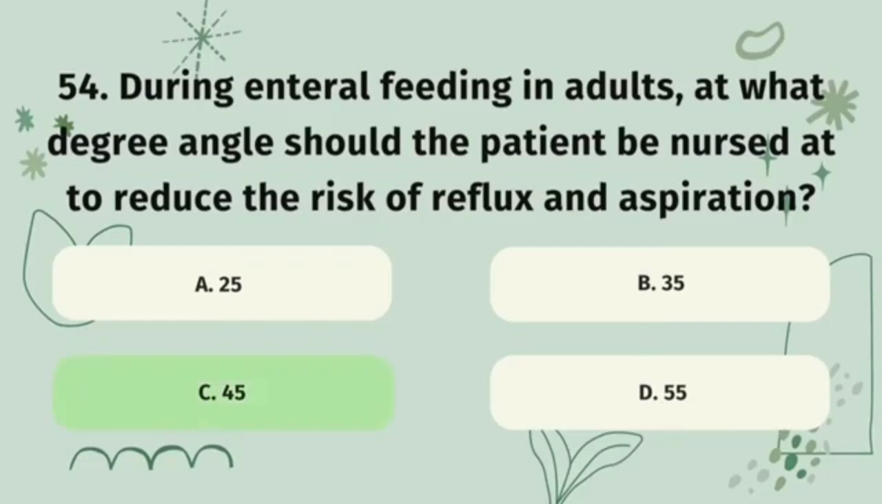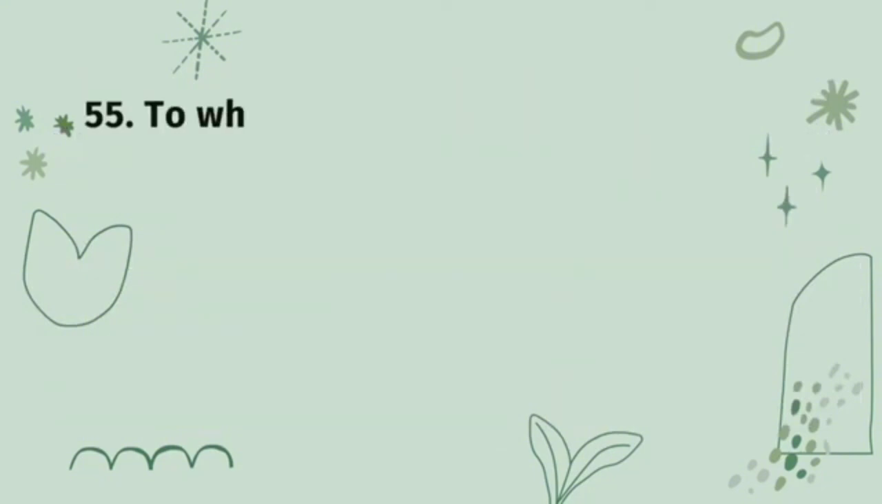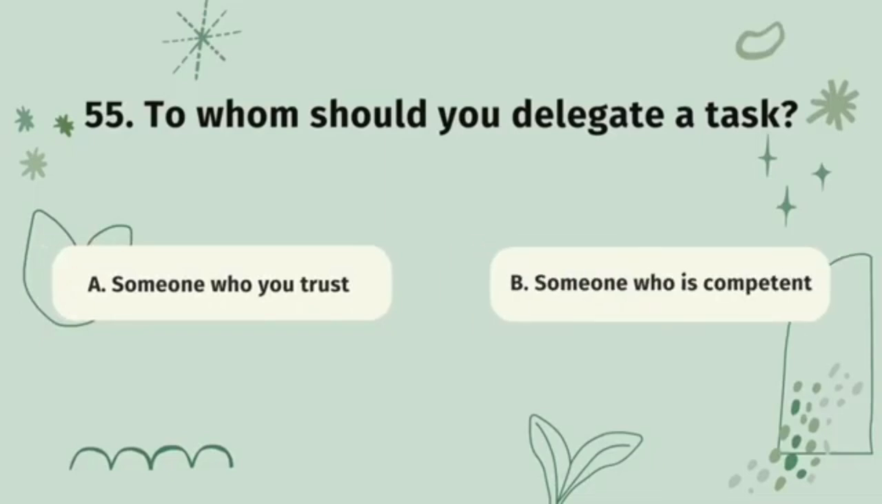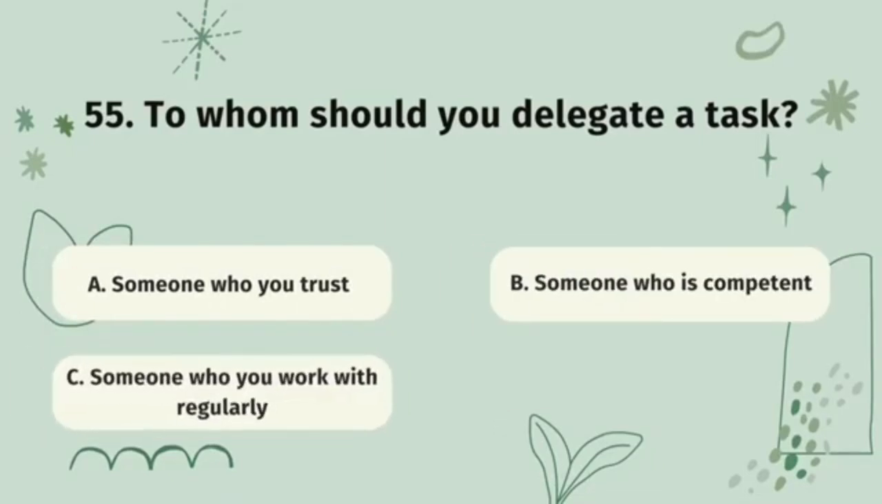The correct answer is C. Question 55. To whom should you delegate a task? Option A. Someone who you trust. Option B. Someone who is competent. Option C. Someone who you work with regularly. Option D. All of the above.